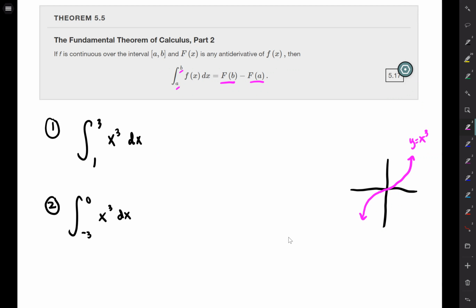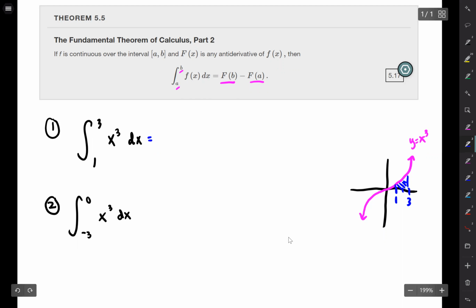So here's an example. This is the integral from 1 to 3 of x cubed dx. So here a is 1 and b is 3. So if you're looking at this picture, there might be 1 and there might be 3. So we're trying to calculate the integral over that interval there, which we might interpret as the area under the curve from 1 to 3.